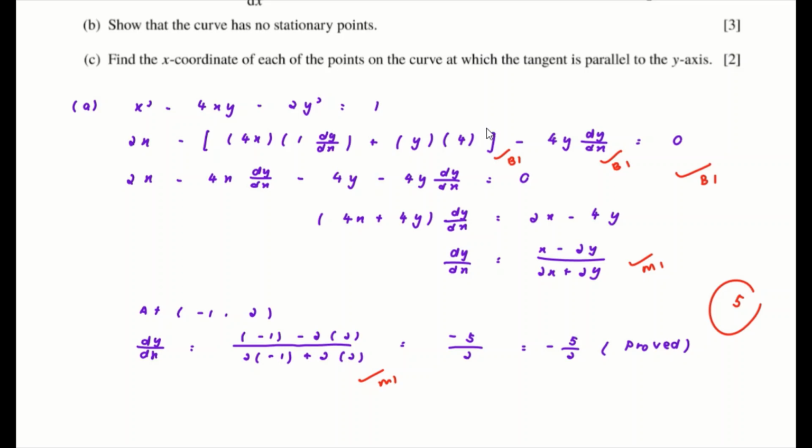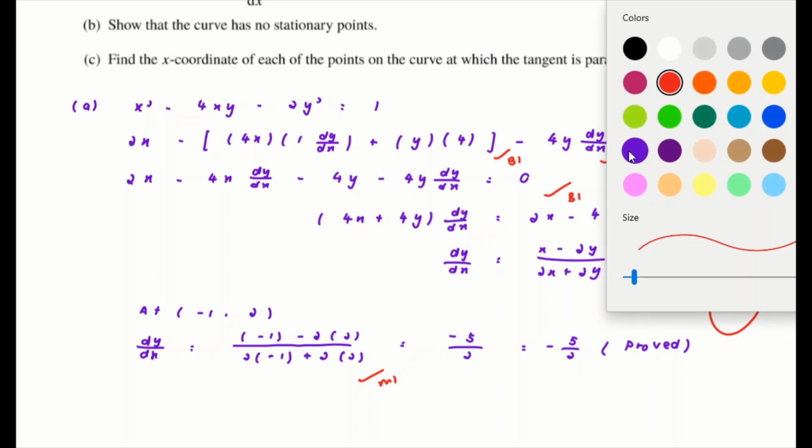Okay, so which means product rule you get 1, implicit you get 1, then the whole thing is correct, then only you can get another B1, so which means here. So rearrange everything you get and substitute until you get the last answer, then you can get the last marks. Okay, so now part B.